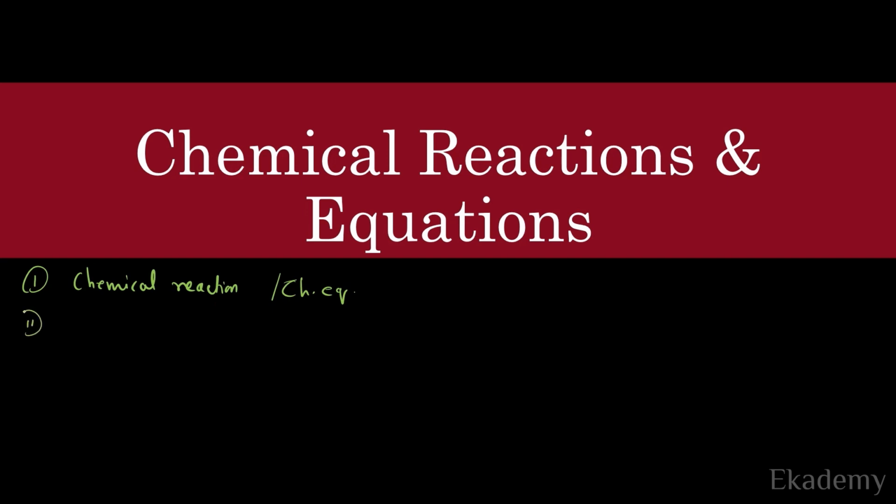And then the next topic is how to balance a given chemical equation. So the next topic is balancing of chemical equation. The third topic that we will understand is a very important topic of this chapter, and this is different types of chemical reaction. We will see what are different types of chemical reaction.